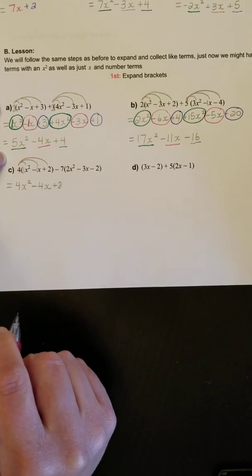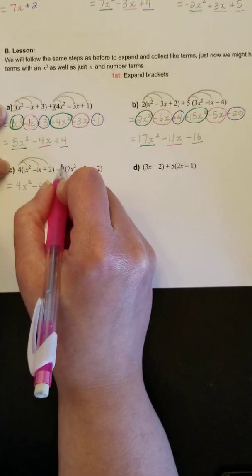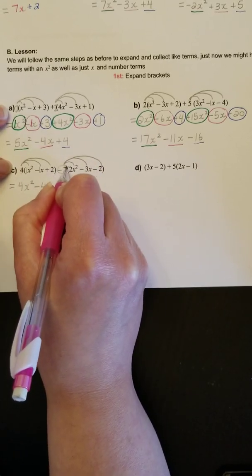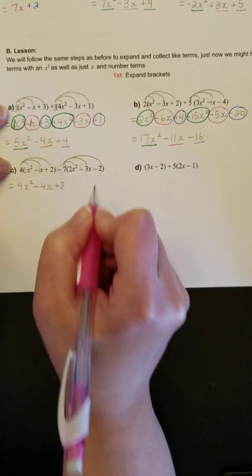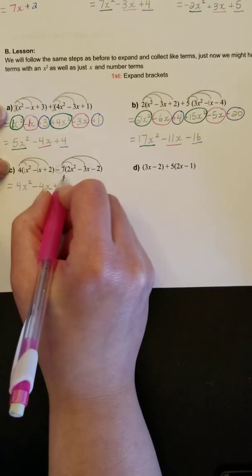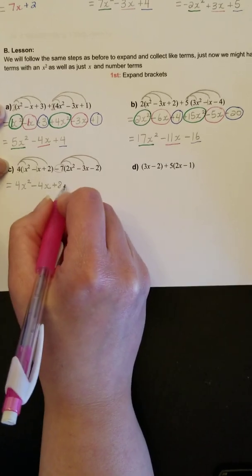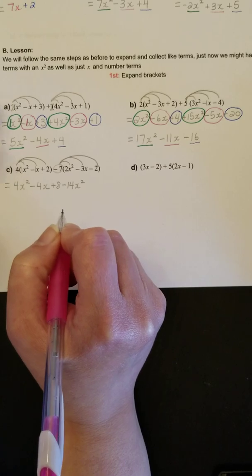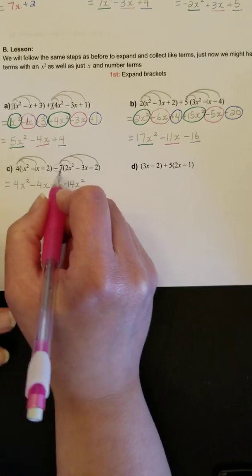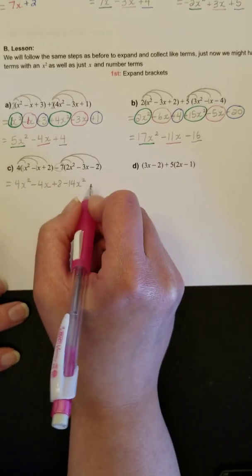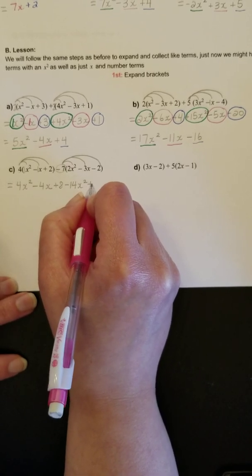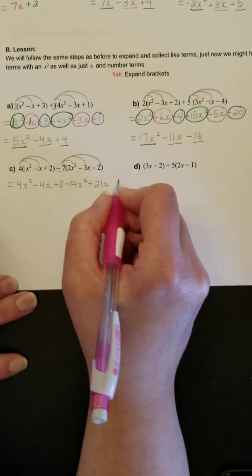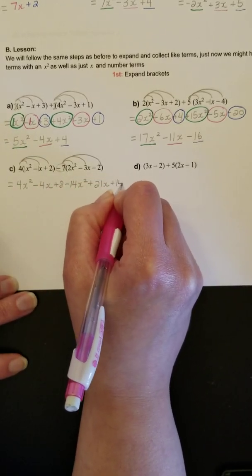So double check whatever you got for that one. Then I'm going to multiply negative 7 into this bracket. Remember that the 7 is negative, so it's going to multiply each of those by a negative value. Negative 7 times 2x squared is negative 14x squared. Then I've got negative 7 times negative 3x. Negative and negative will make it positive 21x. And the last one, negative 7 times negative 2 is positive 14.